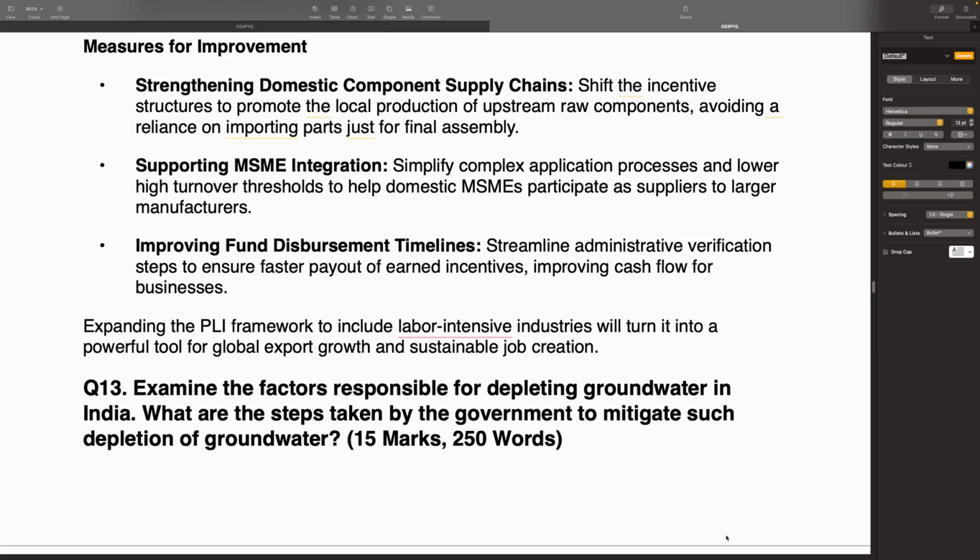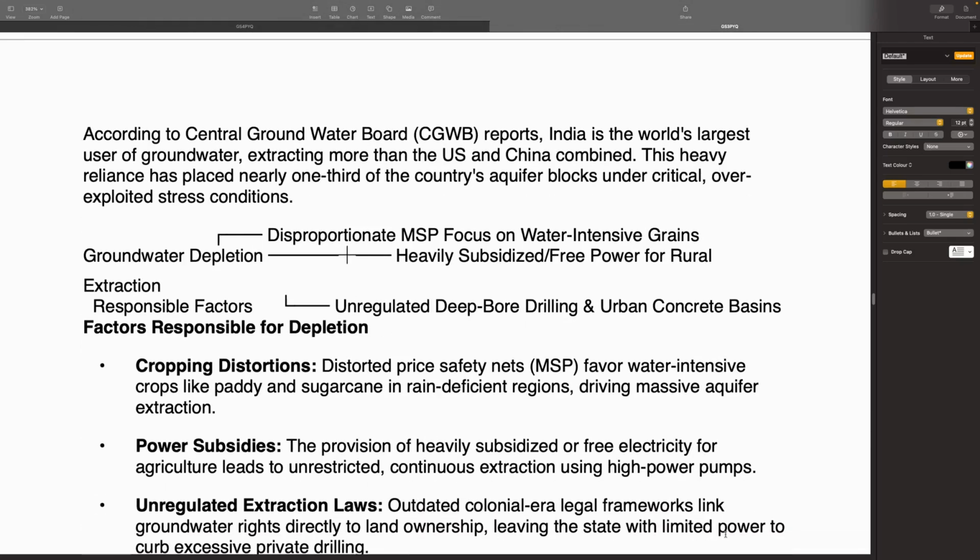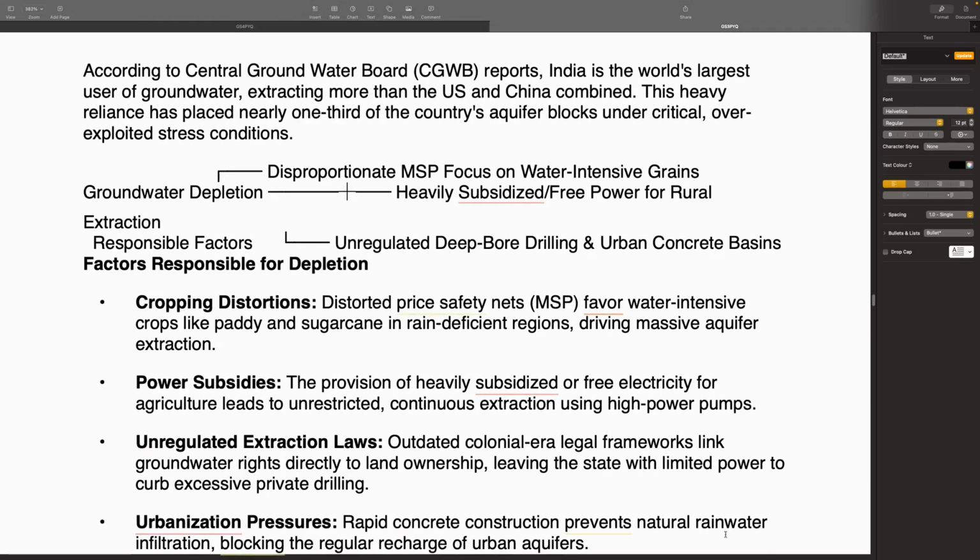Examine the factors responsible for depleting groundwater in India. What are the steps taken by the government to mitigate such depletion of groundwater? According to Central Groundwater Board reports, India is the world's largest user of groundwater, extracting more than the US and China combined. This heavy reliance has placed nearly one-third of the country's aquifer blocks under critical overexploited stress condition.